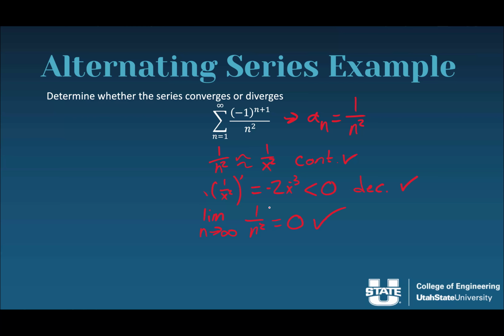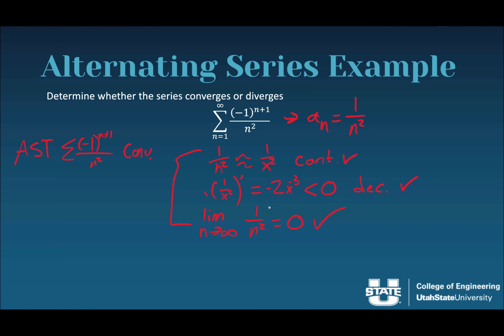So all of this means that by the alternating series test, this series converges. Does that all track? Okay. I'm going to test for absolute convergence next. Yes, that was my plan.